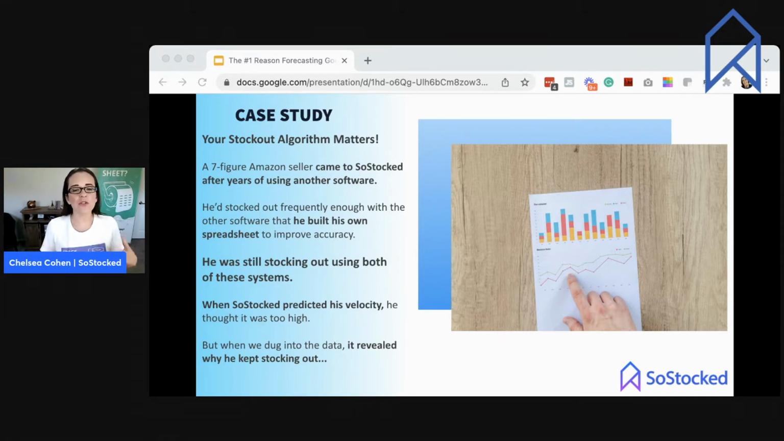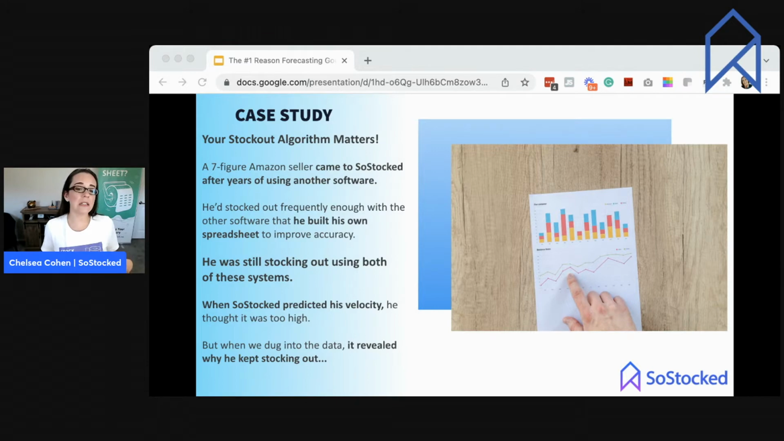And yet, with these two systems in place, he was still continuing to stock out and still having problems with getting his ordering right. So when he came to SoStock, he was interested to see what was going to happen within the software that could potentially keep him from stocking out. However, when he plugged all his data into the software by connecting his API to SoStock, he was pretty alarmed by how high our recommendation was in terms of orders.